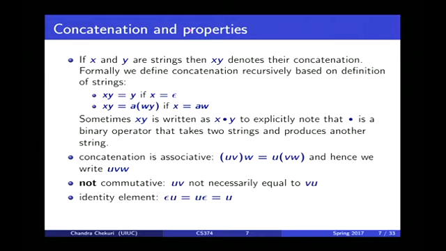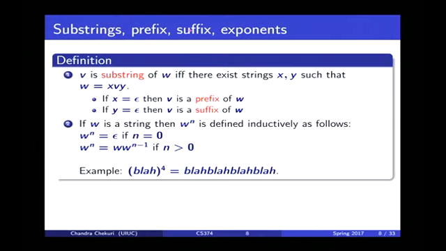Okay, substrings and prefixes and suffixes. What is the prefix of a string? It's the first part of the string. Suffix is the last part of the string. A substring is something which can be in the middle. Formally, v is a substring of w if w can be written as xvy for some strings x and y. If x is epsilon, then v is a prefix. If y is epsilon, v is a suffix.